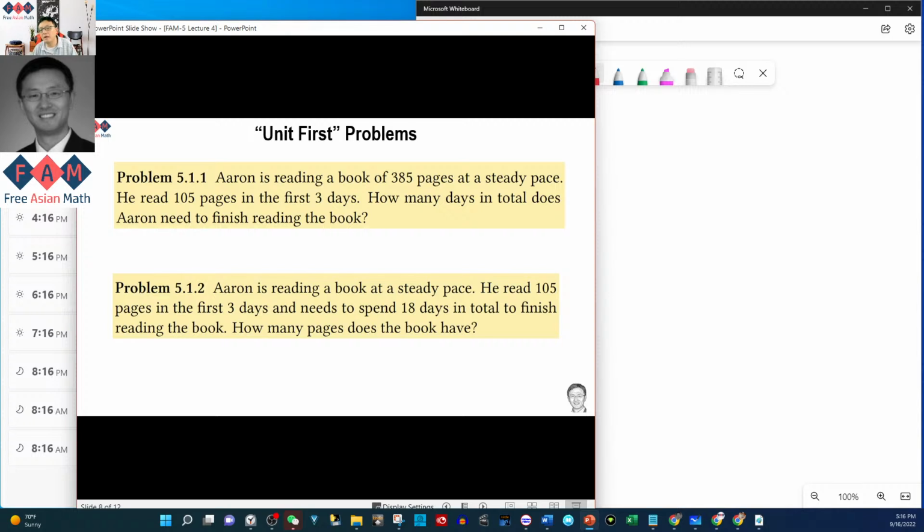If you have already mastered the first problem, you can see that the second problem is almost the same, except we flip one known to one unknown and flip the unknown to the known. That is, in the first problem, we know the total number of pages. We need to know how many days Aaron is going to need. In the second, that relationship is reversed. This time we know how many days Aaron needs to finish reading the book, but now we don't know the total number of pages, right?